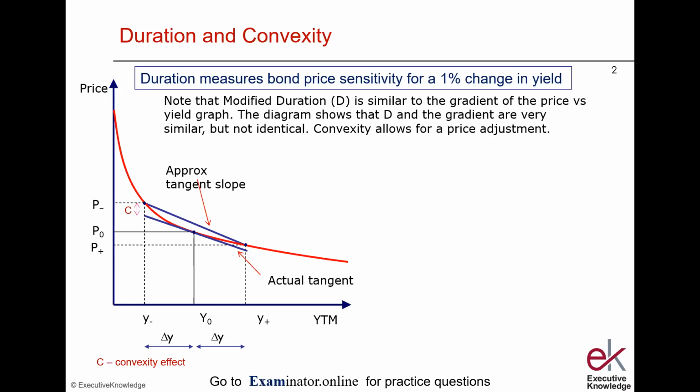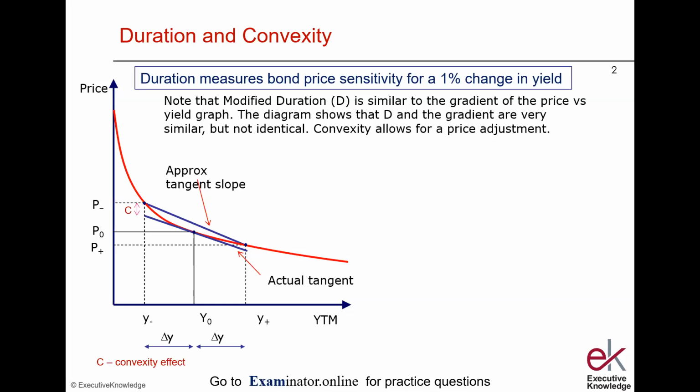But often in the questions that we see, the change in yield is a lot less than 1%. Now, we note here that modified duration, and that's the technical term that's used for duration, is in the study guide, but in a question, they're more likely just to refer to duration. It is similar to the gradient of the price yield graph. The diagram shows that D, the duration, and the gradient are very similar but not identical.